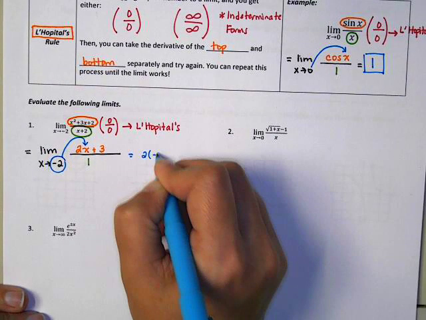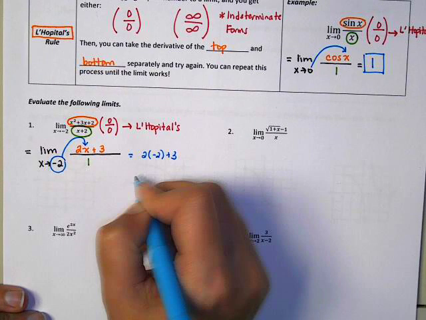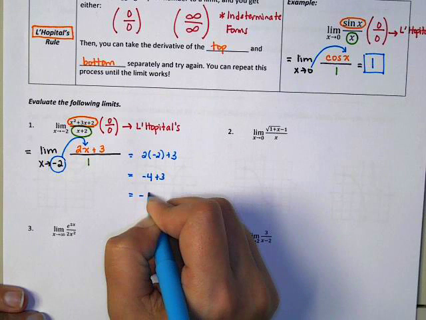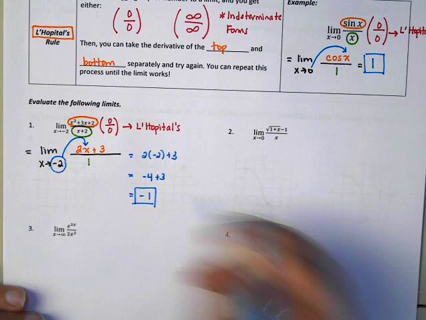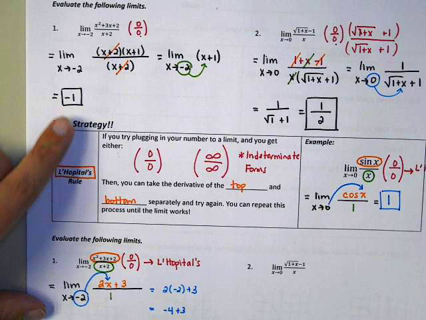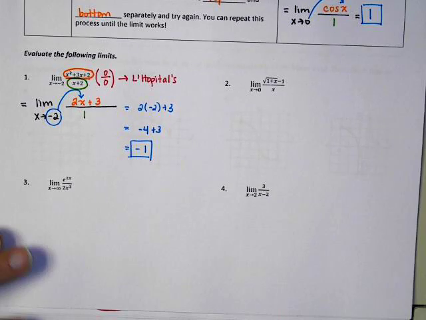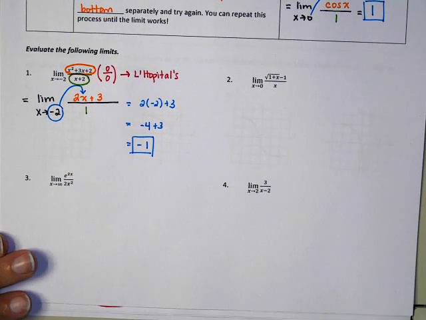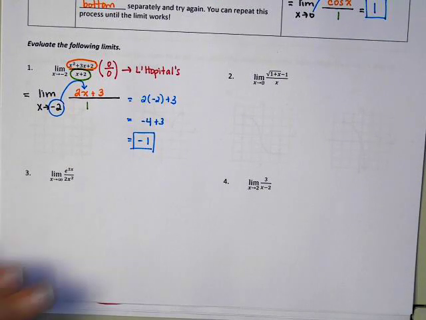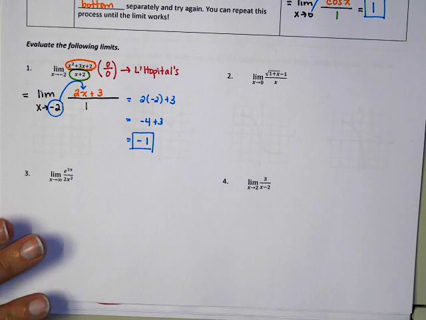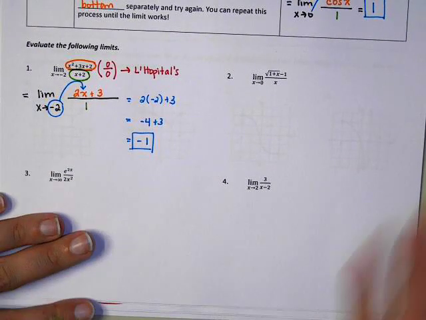2 times -2 plus 3 would just be -4 plus 3, which is -1. And what you'll notice here is that we got -1 as our result by factoring as well. So taking the derivative is going to give us the same result that we would have by getting an algebraic technique. Problem number 2 is again the same derivative, the same problem that we did up above.